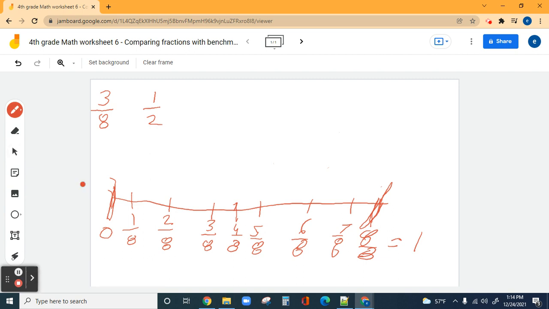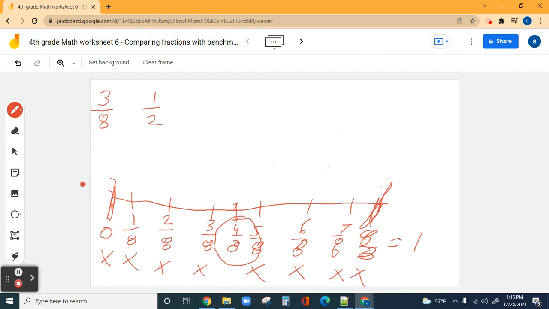Now we need to find 1 by 2, which is a harder job. Here, we're going to cross out 1 by 8, 8 by 8, then 2 by 8, 7 by 8, then 3 by 8, and 6 by 8. Then you cross out the 0 and the next one, and the last one you see is 4 by 8.